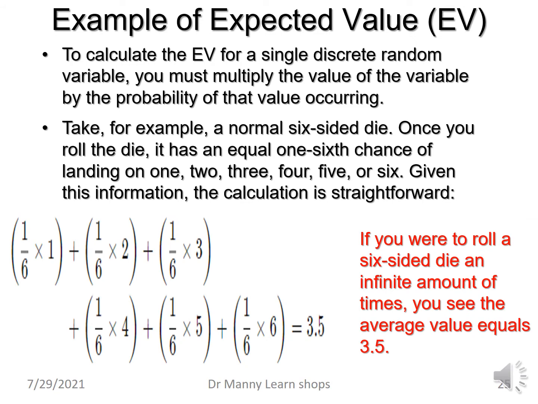Here's an example of the expected value. To calculate the expected value for a single discrete random variable, you've got to multiply the value of the variable by the probability of that value occurring. So, for example, with a normal six-sided die, once you roll the die, it has an equal 1/6 chance of landing on 1, 2, 3, 4, 5 or 6. Given this information, the calculation is straightforward, as you can see. If you were to roll a six-sided die an infinite amount of times, you would see the average value equals 3.5.